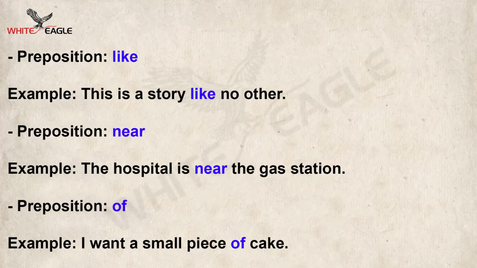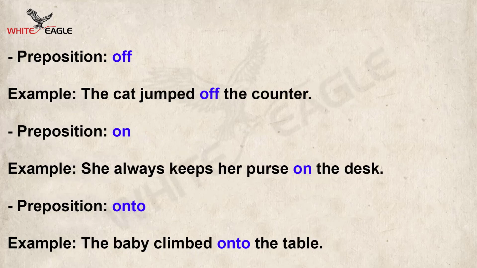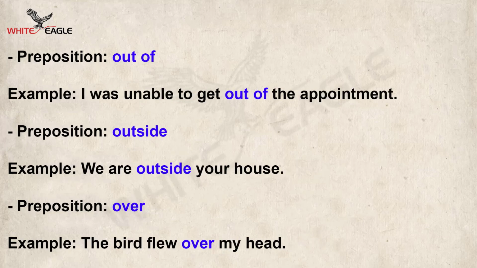Preposition: of. Example: I want a small piece of cake. Preposition: off. Example: The cat jumped off the counter. Preposition: on. Example: She always keeps her purse on the desk. Preposition: onto. Example: The baby climbed onto the table.